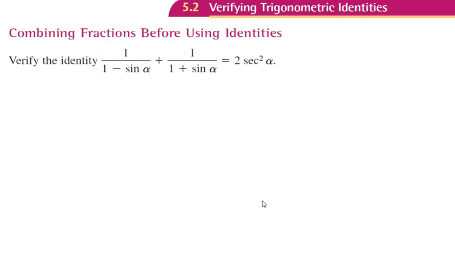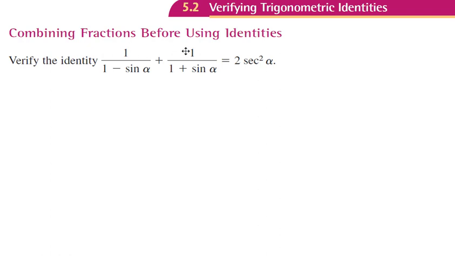Let's go ahead and verify this identity: 1 minus sine of alpha plus 1 over 1 plus sine alpha. Is that equal to 2 secant squared alpha? And just notice the title here. It's called Combining Fractions Before Using Identities. One technique is you combine these two before you even start to use our identities.